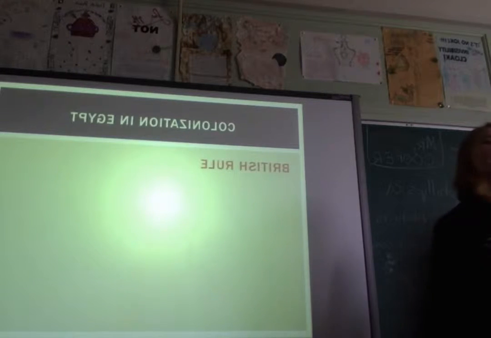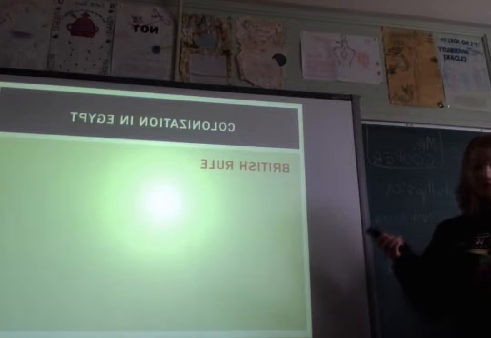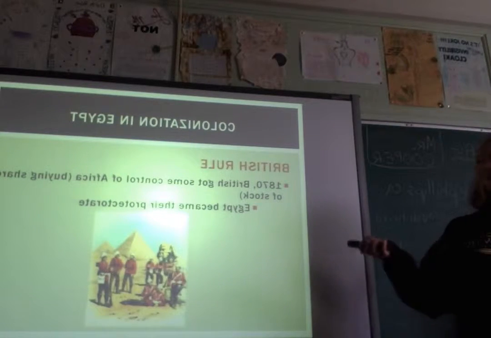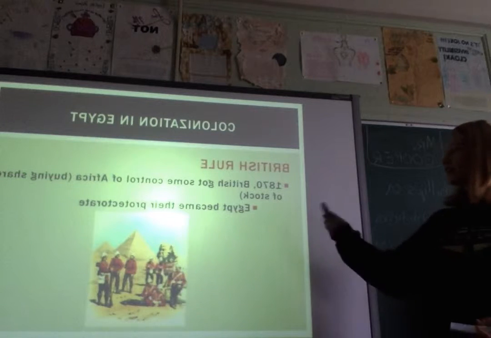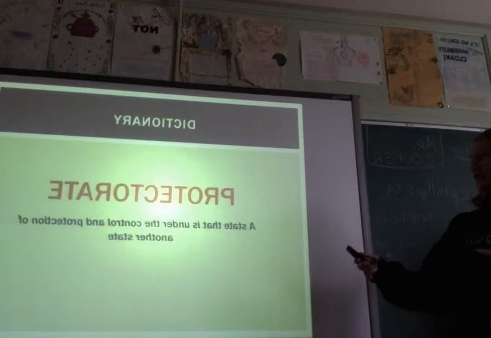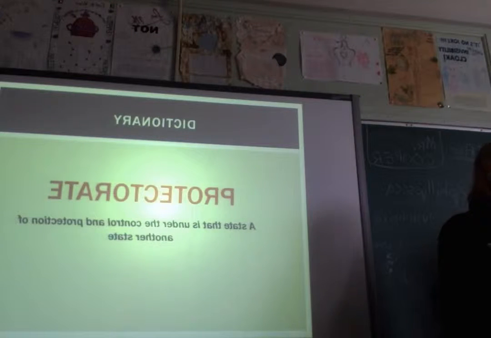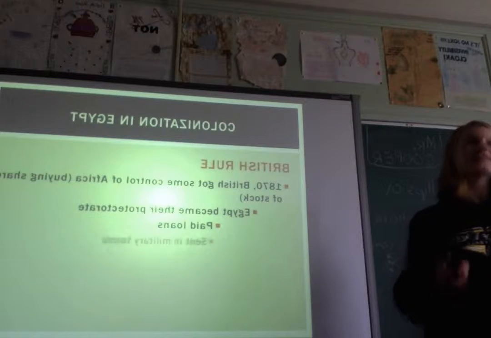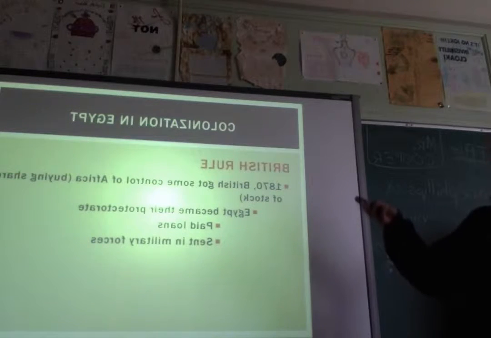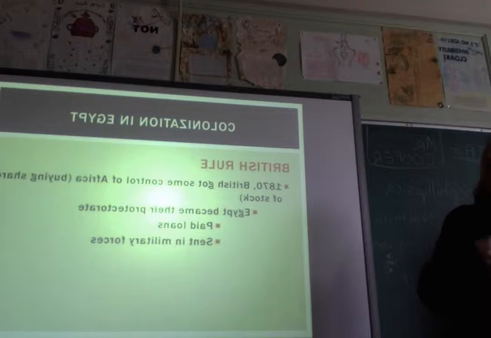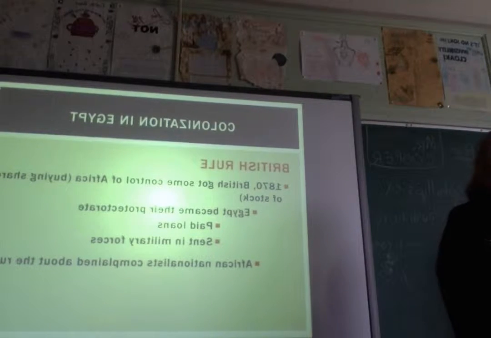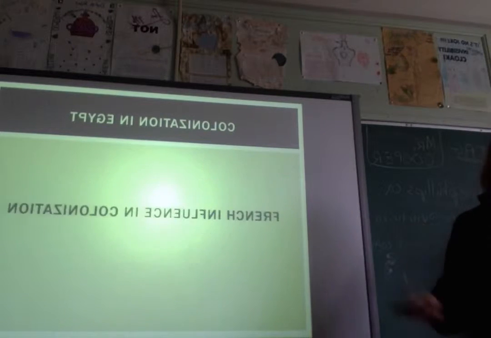Okay, so another big aspect of colonization in Egypt was the British rule. In 1870, British got some control of Egypt by buying stocks, because like Hanan said, they were in debt of the Europeans. So Egypt became their protectorate, and a protectorate is a state that's under the control and protection of another state. So the British did help out Egypt. They paid loans and they sent in military forces. However, protectorate is a bittersweet word, so although the British helped them out in many ways, they also used Egypt for their own advance as well. And because of this, African nationalists complained about the British ruler.